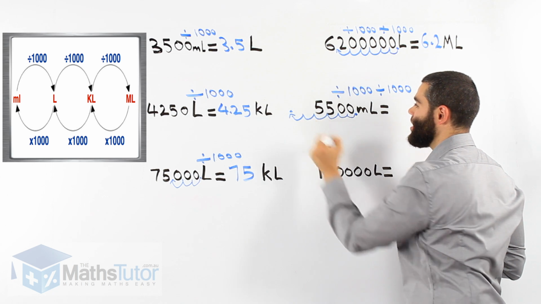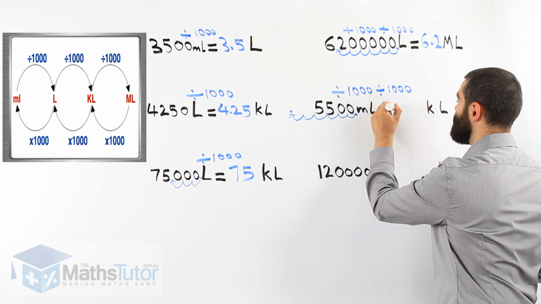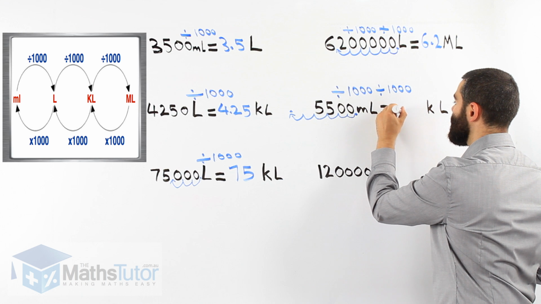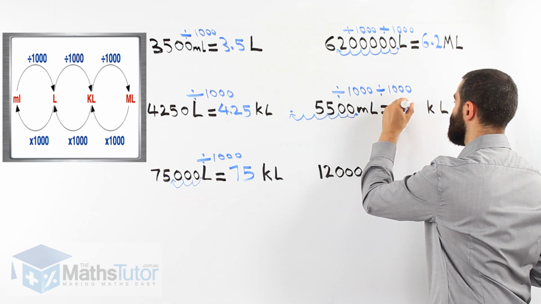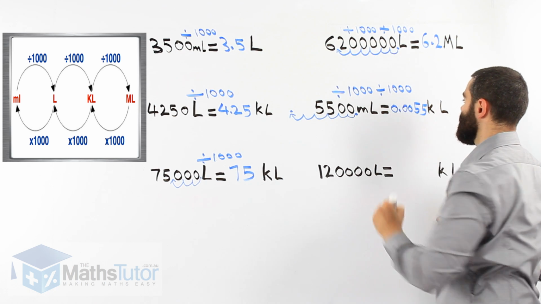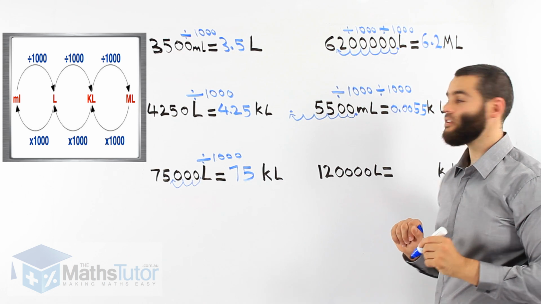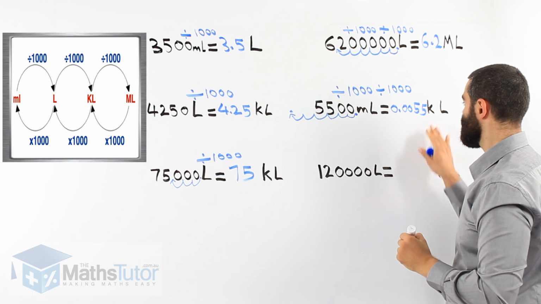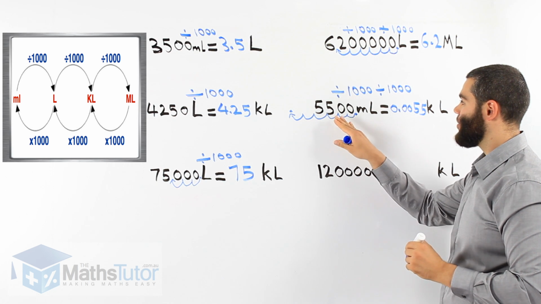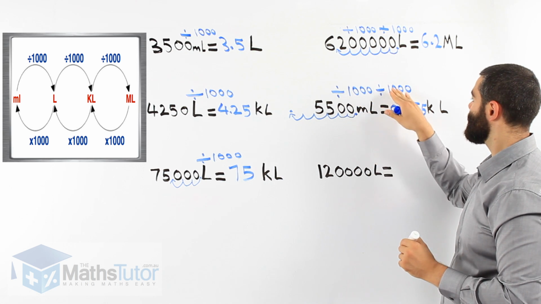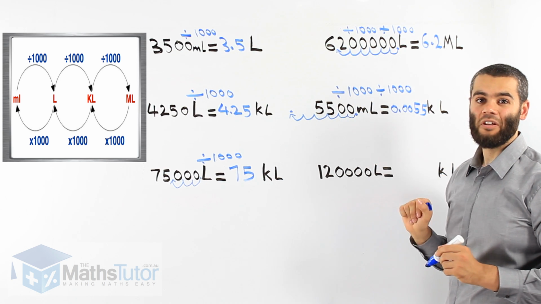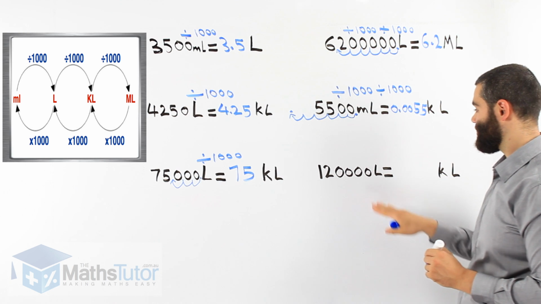So our point's going to be here, which means it's going to be 0.0055 kilolitres. It's a small number. 5,500 millilitres divided by 1,000 to go to litres, divided by another 1,000 to go to kilolitres.